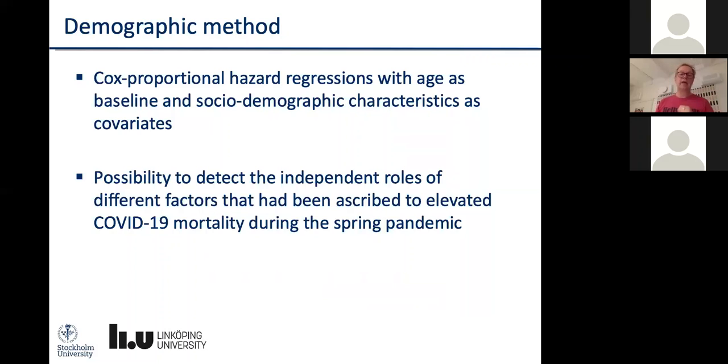So at this time, there had been a little bit of general aggregate statistics, descriptives of who is more prone to die of COVID-19, but many of the variables are, of course, related to each other. So it was important to bring out what is the independent role of different factors, and that would be our contribution.